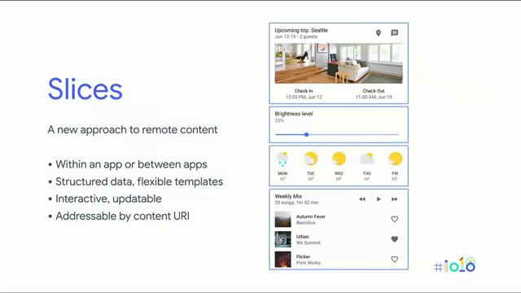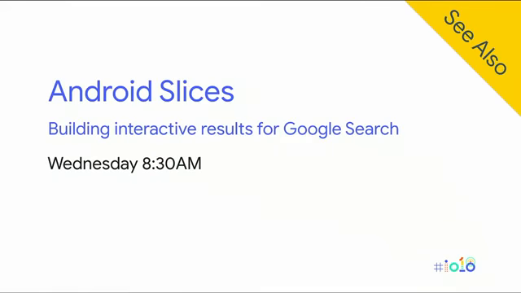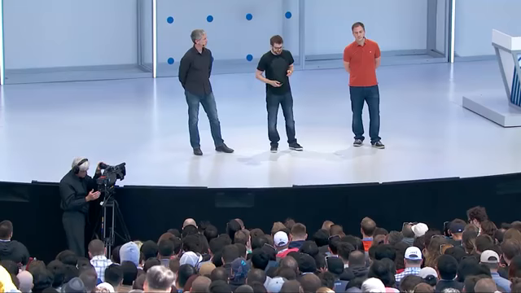Slices are addressable by content URI, and this is how they're passed around the system, and how they're passed along to app indexing to be shown in contexts like search. And then finally, Slices is entirely inside the support library. It's entirely in Jetpack, so it's backwards compatible. You can use Slices all the way back to API 19. There's a great talk about Slices tomorrow, bright and early, building interactive results for Google Search. Come to find out more about how all this technology works and how you can build your own.